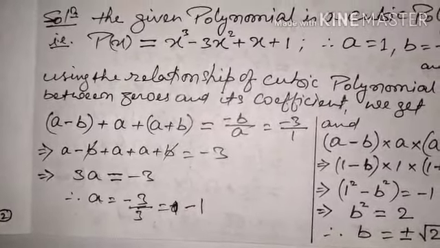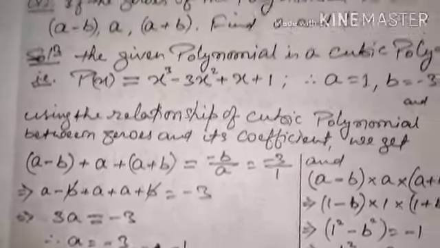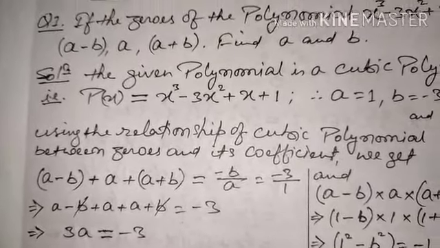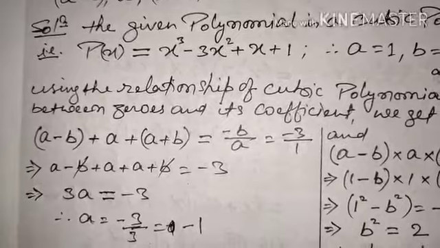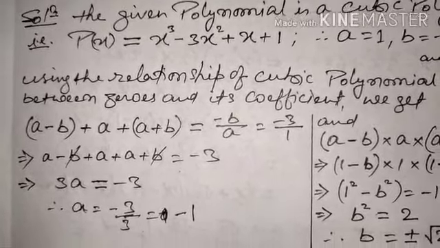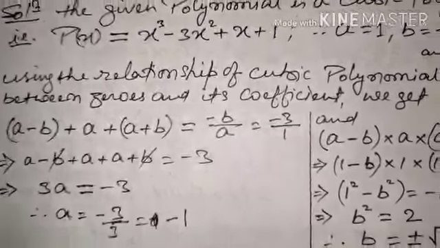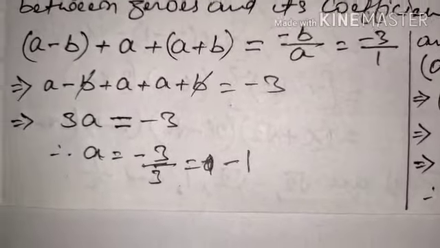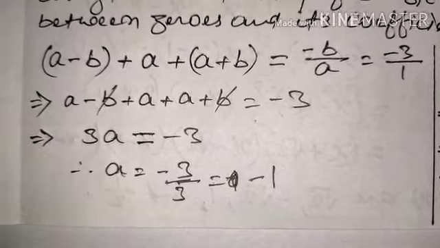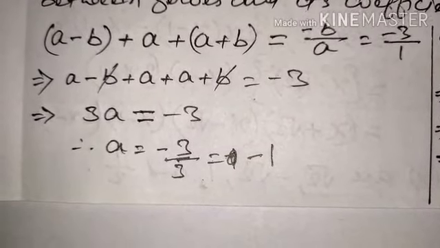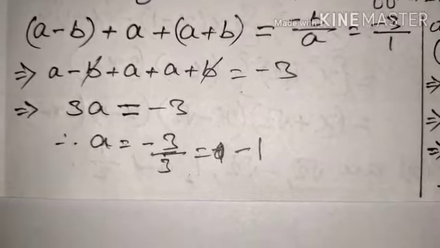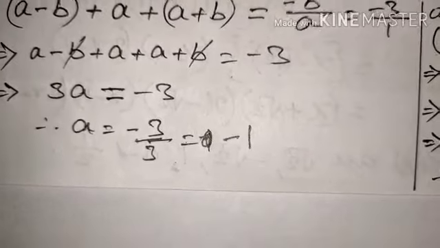In place of alpha, beta and gamma, I have written the zeros which are given: a minus b, a, a plus b. So a minus b plus a plus a plus b is equal to minus b by a, that is minus of minus 3 by 1. Solve it and get the value of a first. Minus b plus b will get cancelled, and now a plus a plus a will become 3a. 3a is equal to 3, and you will get a is equal to 3 by 3, that is equal to 1. So we have got the value of a, that is 1.